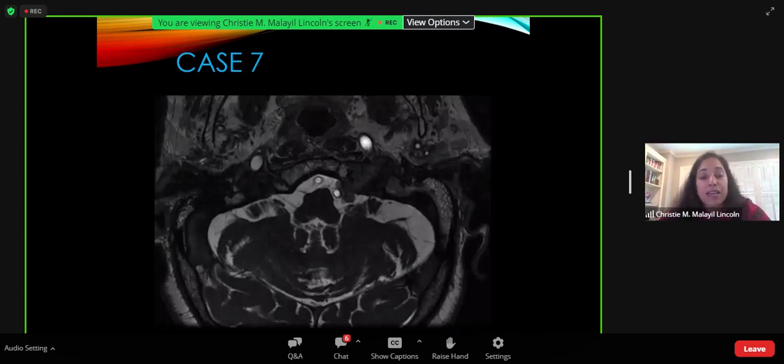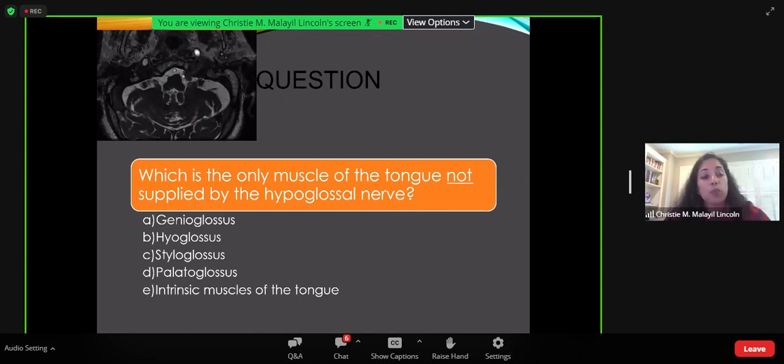Okay, so this is the next case. This is again another neighboring structure case. So this is the hypoglossal canal on the right. On this T2 image, there's a soft tissue defect on the patient's left side, if you can see it. And so, which is the only muscle not supplied by the hypoglossal nerve?